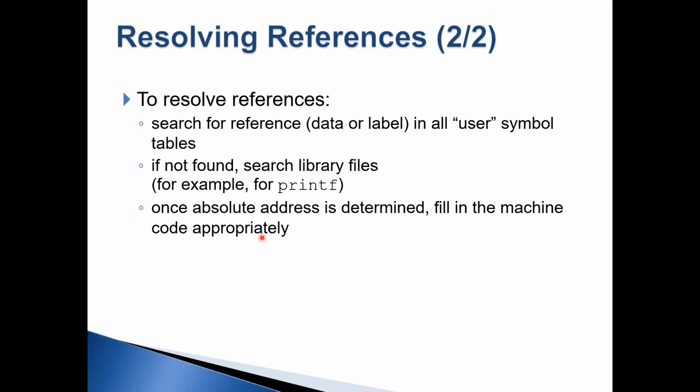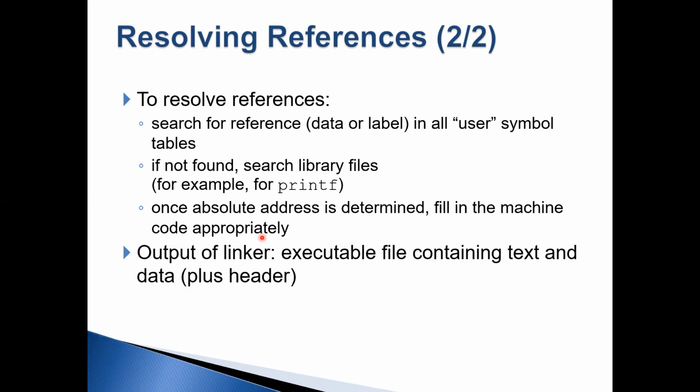As I mentioned, it will try to determine the address and then complete your machine code. And finally, once every line of machine code is completed, the executable is done. Now you have the complete executable with the header that lets the operating system know how to proceed with the execution when you load or run the program.